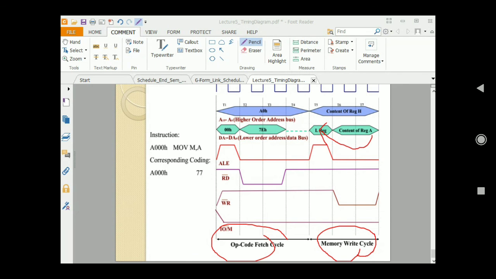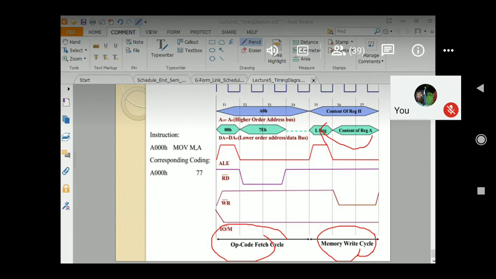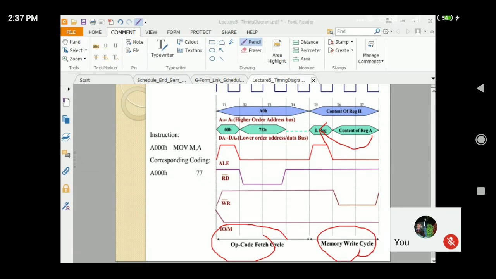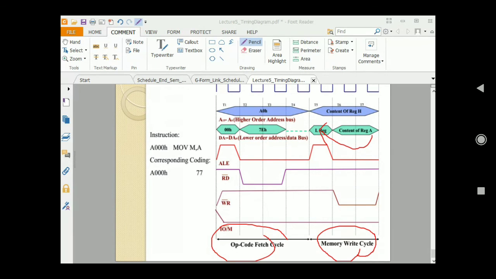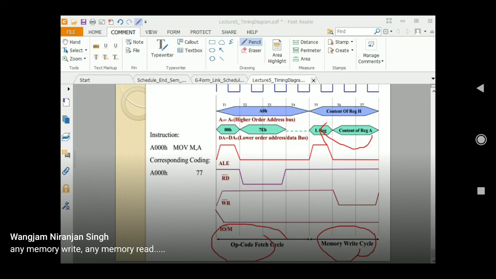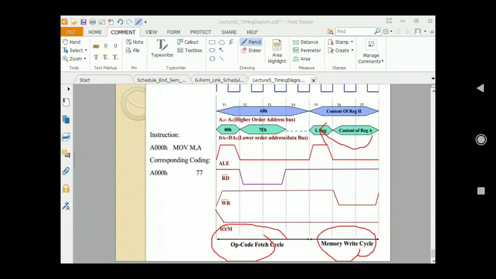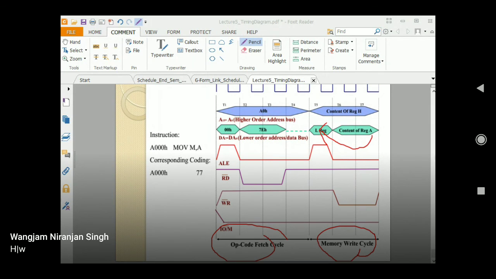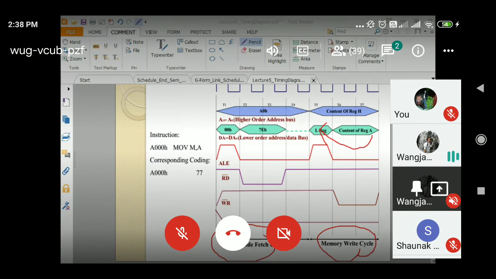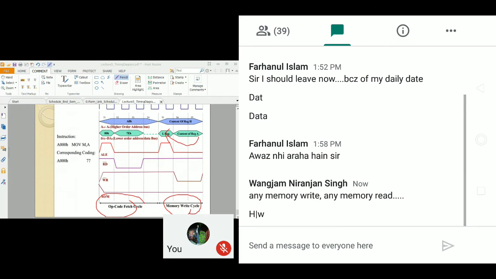Okay, this is your homework, and you upload this homework in Google Classroom. I will give the link. This one by Monday, Monday 10:30, before day one you need to submit this one. This is not your assignment; I will give many later. This is nothing but your homework. Any instruction that has any memory write operation, any instruction that has any read cycle, you have to draw and bring it.